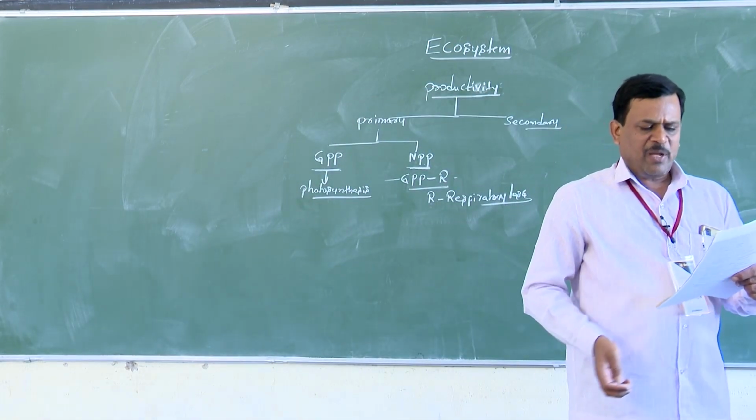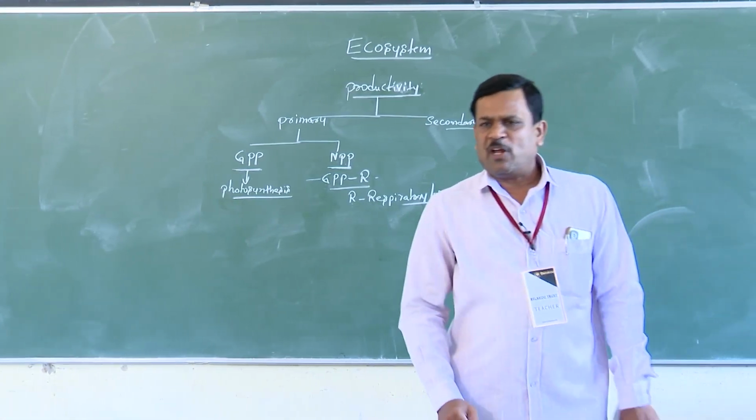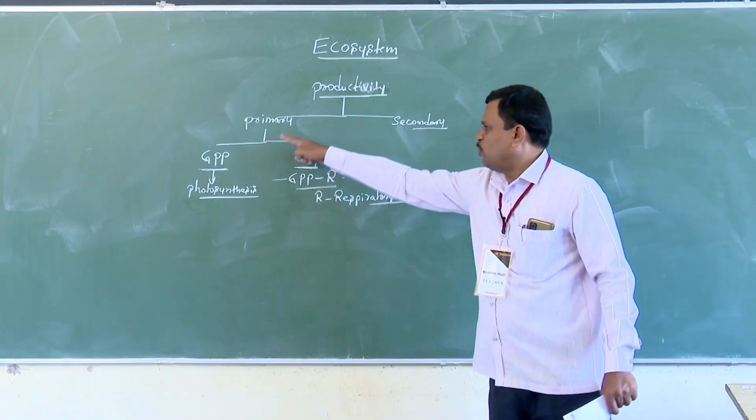These are also called, next one, secondary productivity. Write fast. The rate is different. Secondary productivity, primary productivity is over, two types.